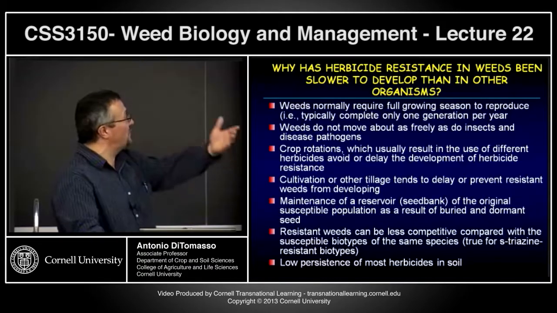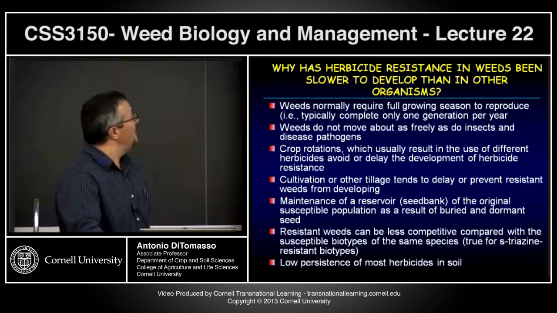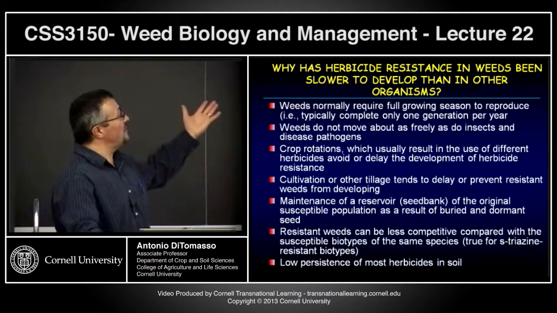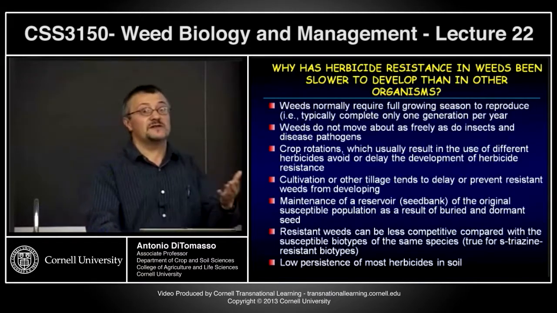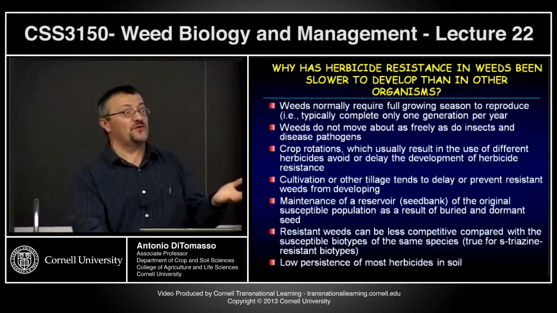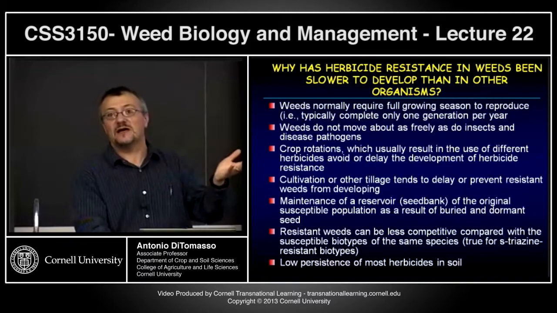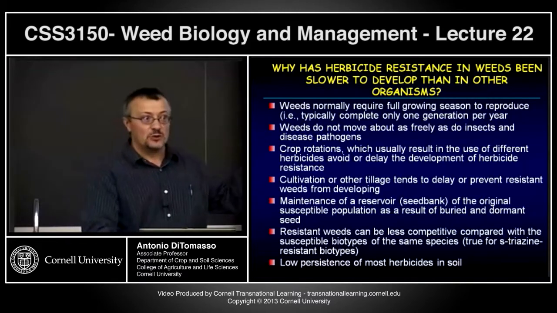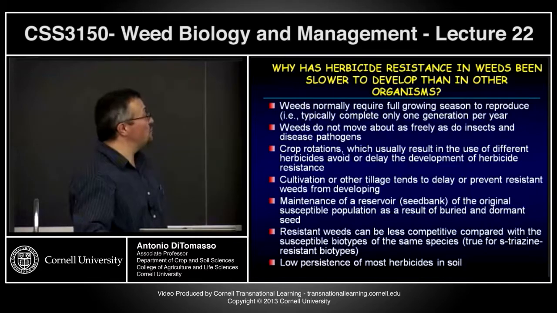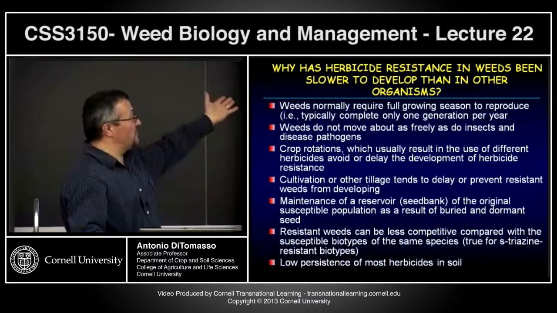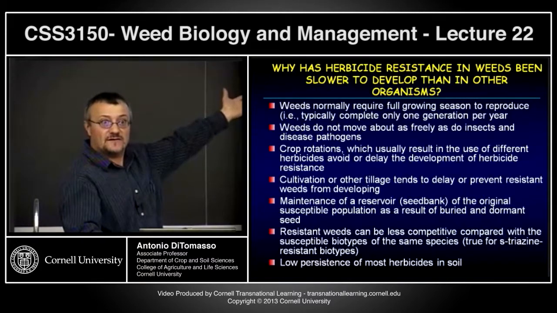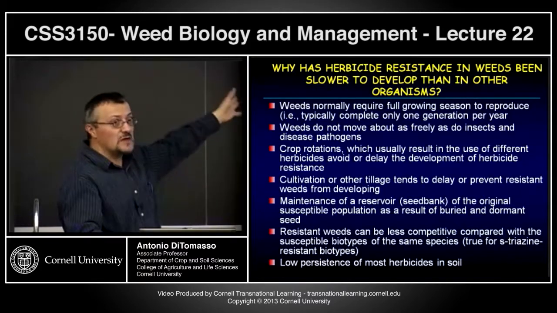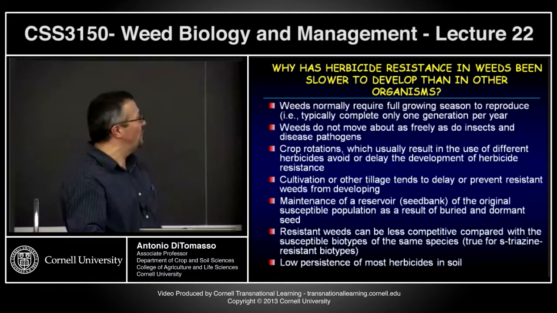Weeds do not move about as freely as do insects. Again, you guys got that. Crop rotations, which usually result in the use of different herbicides, avoid or delay resistance development. You could say that's not as true sometimes for insects and pathogens. Yeah, you could rotate to a crop that is not as susceptible to a fungus, but this is really true for weeds, much more so. Cultivation or other tillage tends to delay or prevent resistance. That's not necessarily going to affect fungicide or insecticide resistance, although it can, but not as directly as it does for weeds.